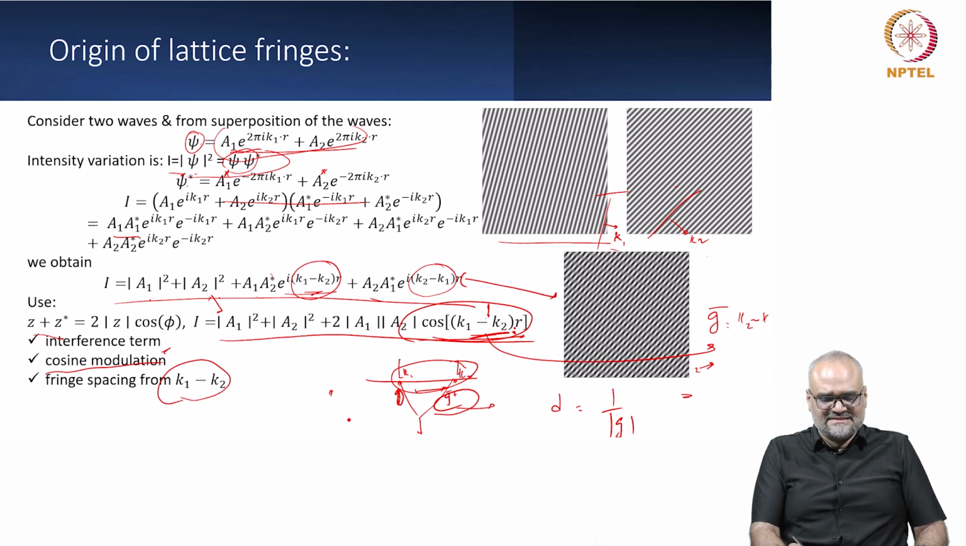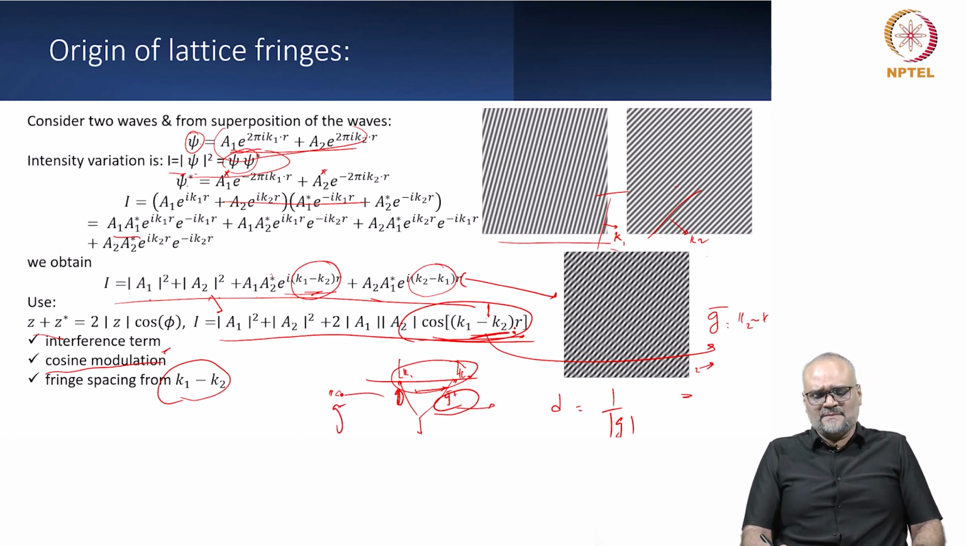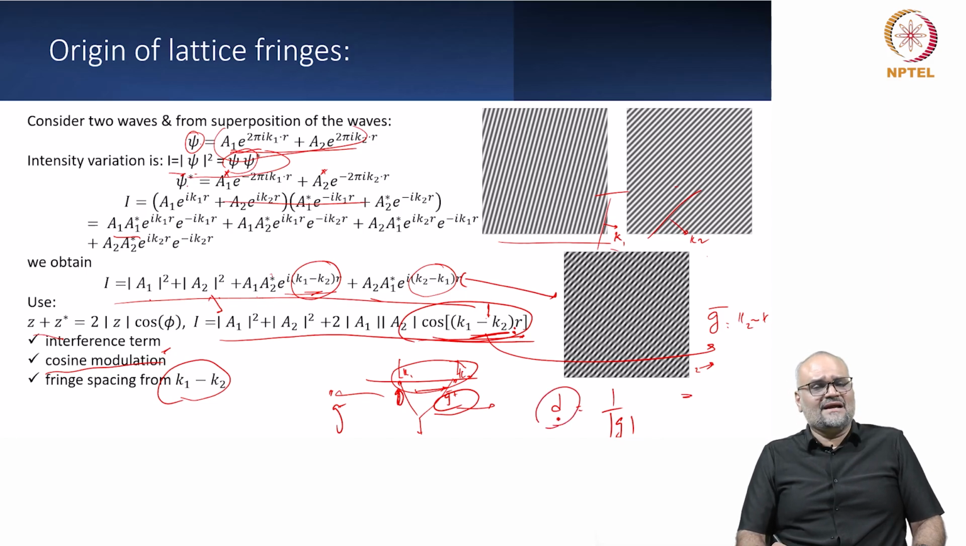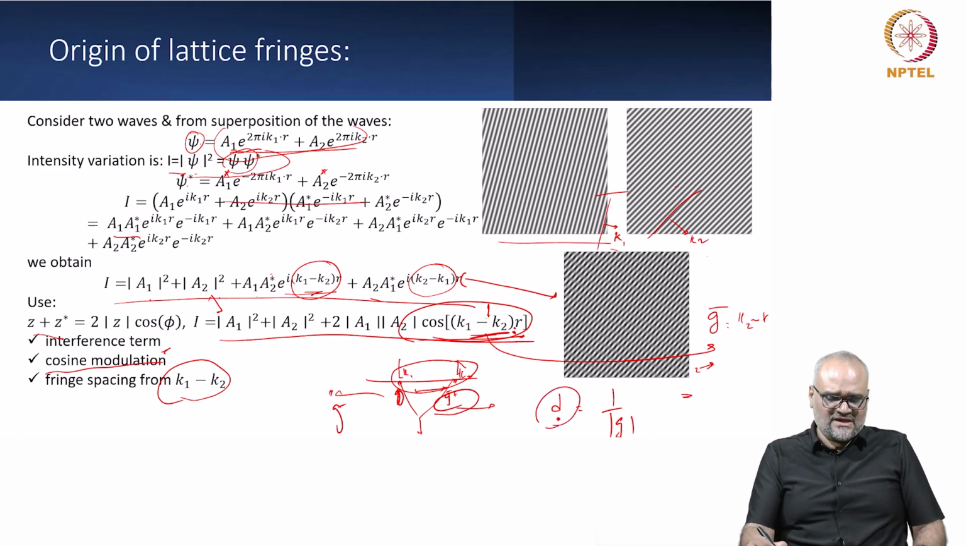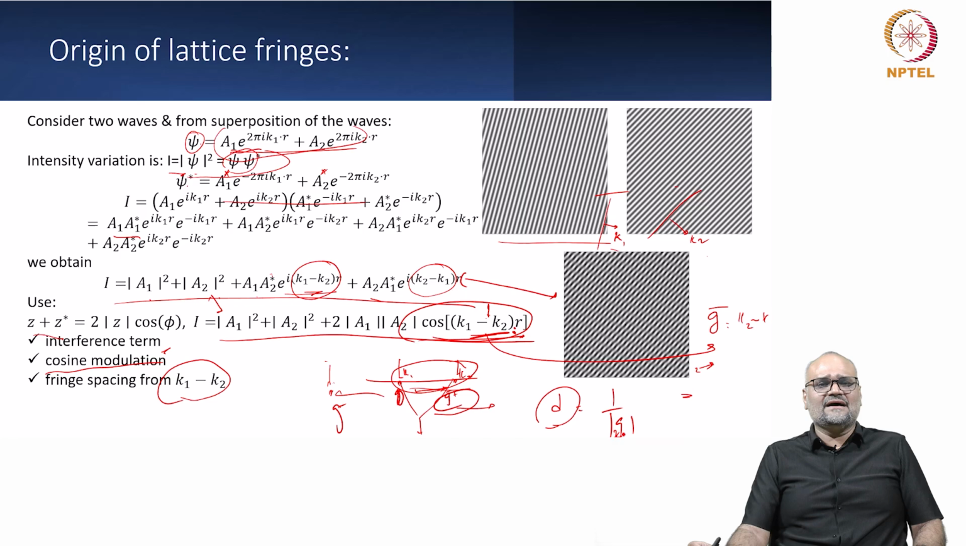So if I call this as G plus, and if I call this reciprocal vector on the other side as G minus, let us try to understand how this D changes. It is in fact rather straightforward. So if I have these three terms here, I have K1 minus K2, and let me call this as K2 bar here. I end up with the D is proportional to 2G, and this gives me a fringe spacing of D over 2.